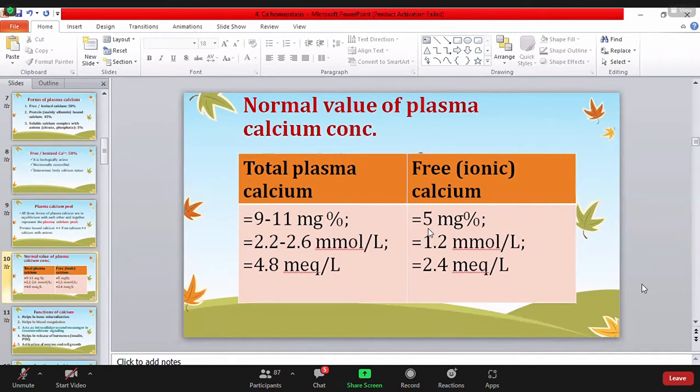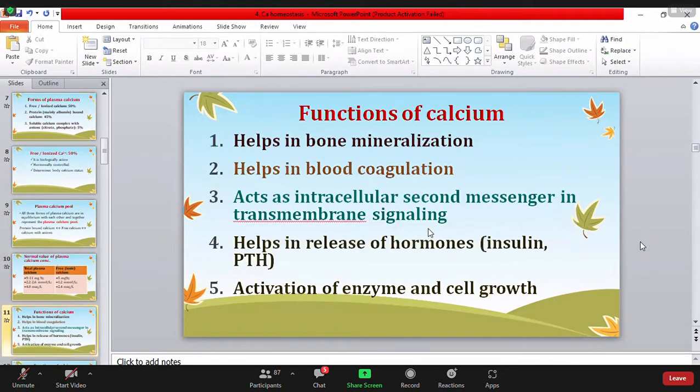Now, what are the functions of plasma calcium? What are the functions of calcium? It helps in bone mineralization. It also helps in blood coagulation, as calcium is one of the components of clotting factors.